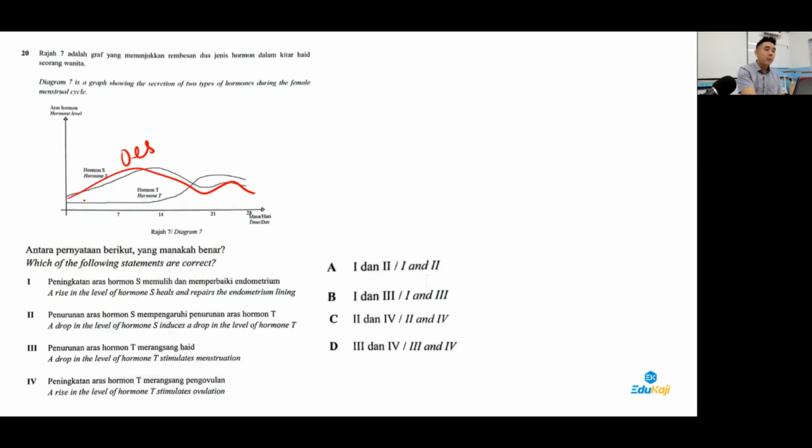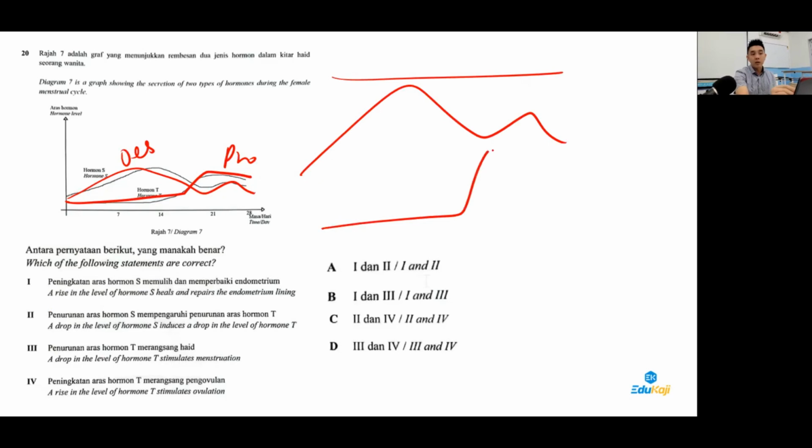Only then can you answer. Progesterone is flat, up, down. This is how I teach my students as well. Estrogen up, down, first peak higher than second peak. Progesterone flat, up, down. Estrogen is to stimulate the repair of the endometrium. Can a drop in S induce a drop in T? This is wrong, because you can see here, when S drops, T goes up. So this is wrong.